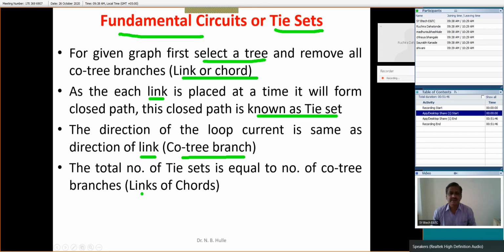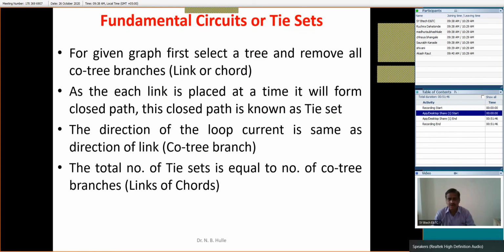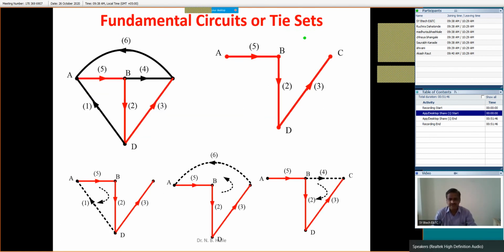That is nothing but links or cords. This is right. So here, throughout this discussion, you might not have understood anything. But here, I will take one simple example. Through that example, we will try to understand what the fundamental circuits or tie sets are. Is it right? Now here, I will come to this figure. Listen carefully, and if you have any doubts, just raise your hand. I will clarify your doubt.